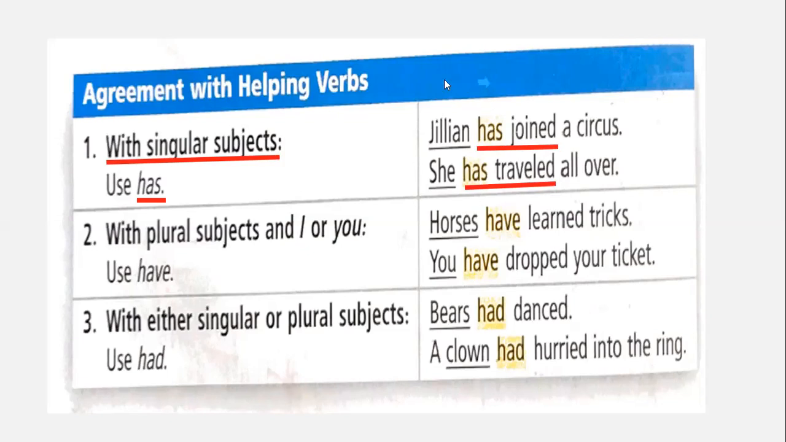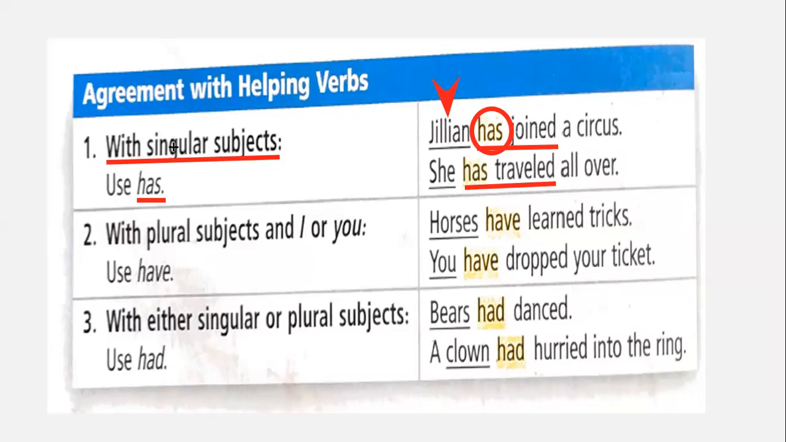Because the subject is singular. So when the subject is singular, we said that we are going to use has. So Jillian has joined a circus. She has traveled all over. Notice that the main verb is already formed in the past tense. And then we have the helping verb has because the subject is singular.